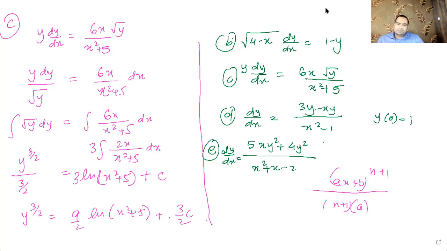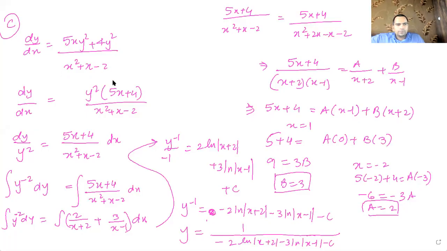Now let's take one example where it requires the logic of partial fractions to do that problem. So in this one, the first step is the same, isolate the variables. I took y squared common and got it to the other side. So it becomes dy over y squared equals 5x plus 4 over x squared plus x minus 2, as it is, and I got dx on the other side. So up till this step, we have got our separation of variables done.